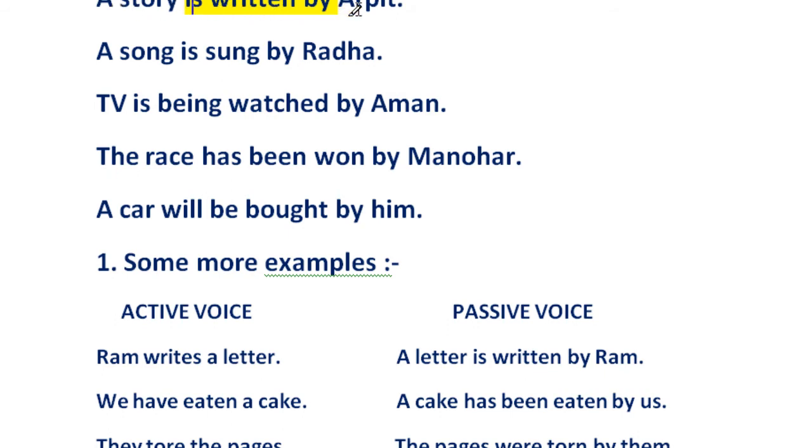A story is read by Arpit. Then, in the second sentence, a song is sung by Radha. Here, the subject is not the doer. The doer is Radha, who is not the subject of this sentence. So, when the form of the verb shows that the subject is not the doer, but the doer is someone else, and the doer does something for the subject of the sentence, the verb is said to be in the passive voice.